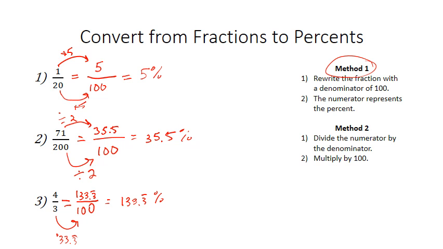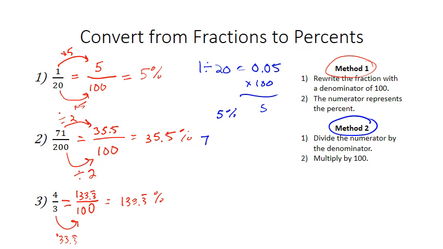So that's method 1. Let's do method 2 in blue so you can see the difference. And it doesn't matter to me which method you use, whichever you prefer. So option 2 is you divide the numerator by the denominator, and you should use your calculator for this. So 1 divided by 20, I take 1 and I divide it by 20, that gives me 0.05. Then I multiply my answer by 100, which will give me 5, or 5%.